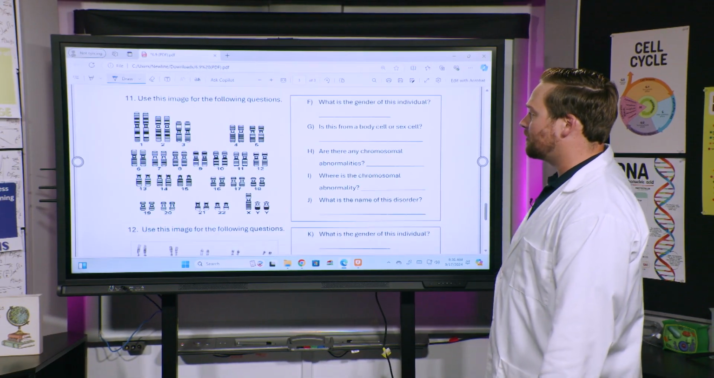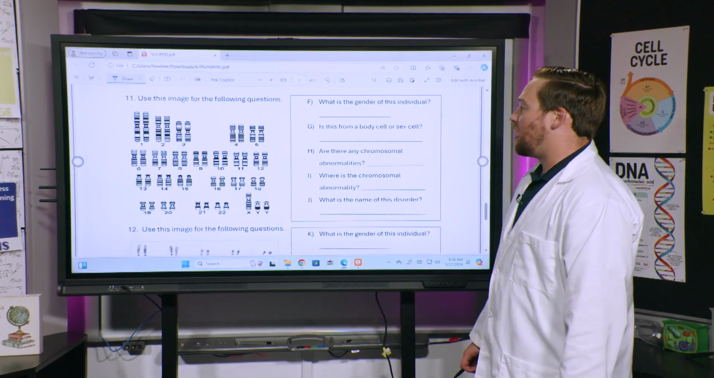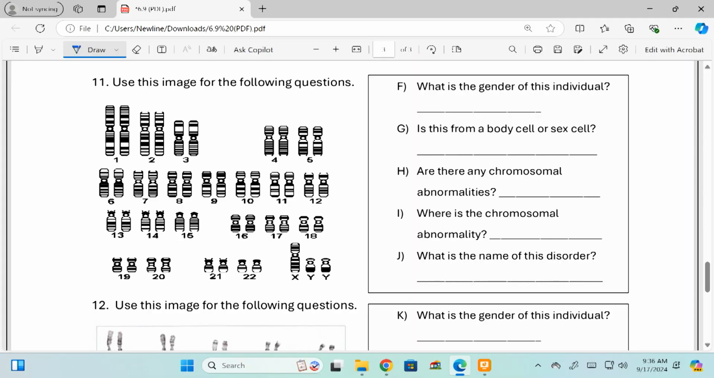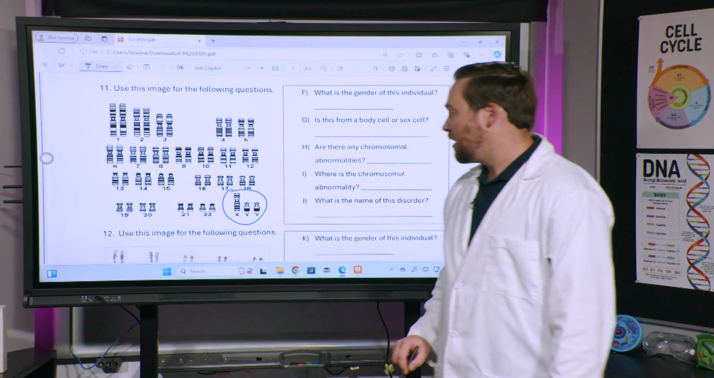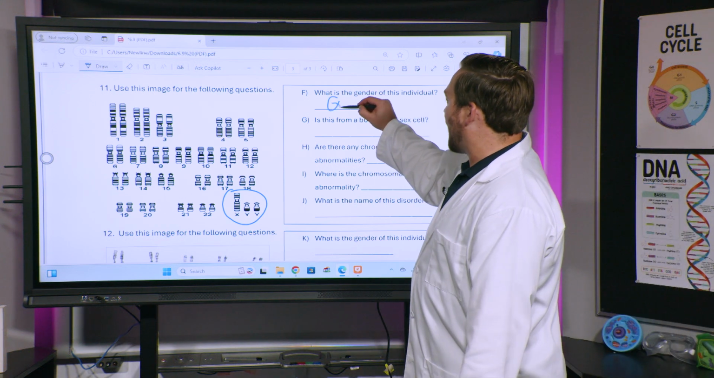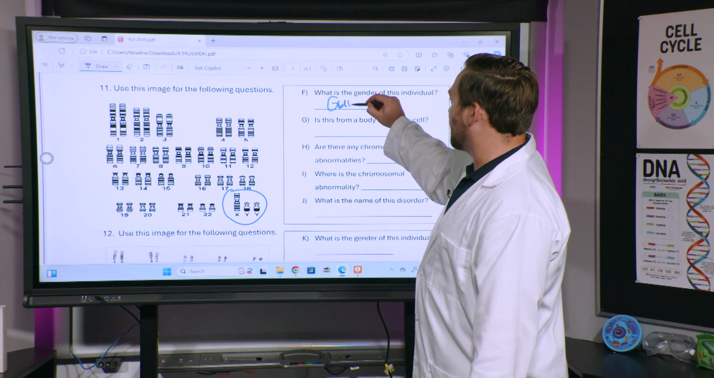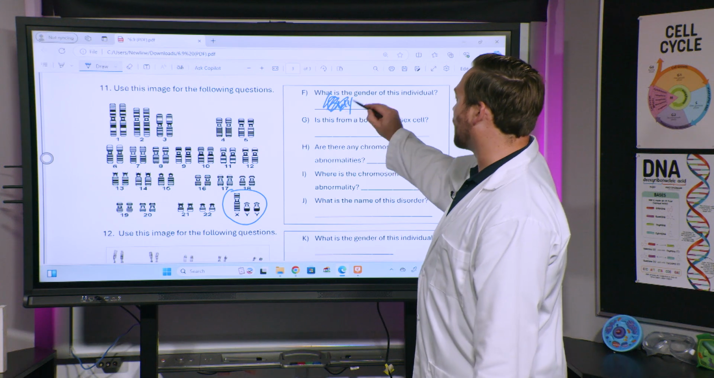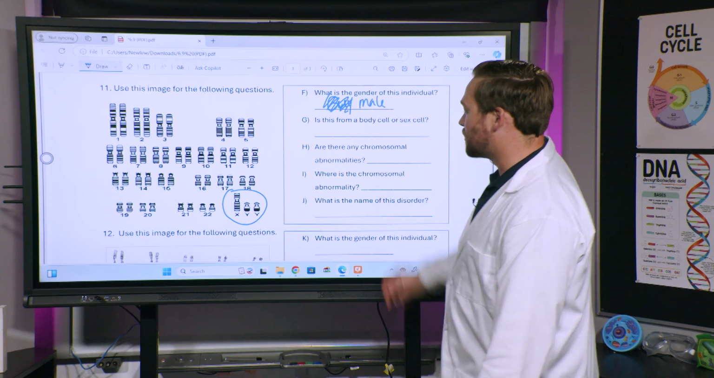All right, 11, same thing. I got a karyotype and some questions to go along with it. So letter F here says, what is the gender of this individual? Okay, so I'm looking at the sex chromosomes down here. I see a Y. If I see a Y, that means it's a guy. Okay, so guy. Sorry, I'll put male. That's more accurate. So this is a male.